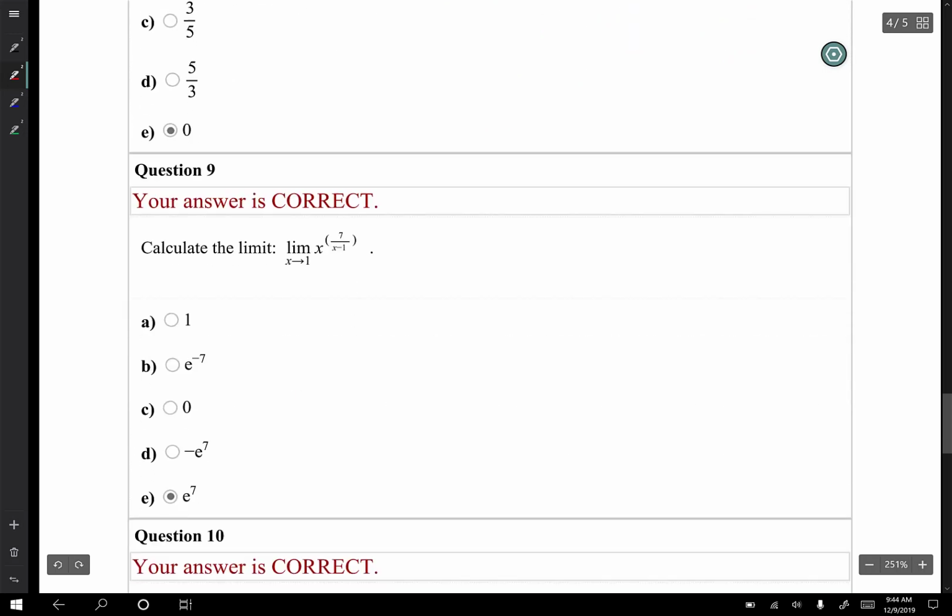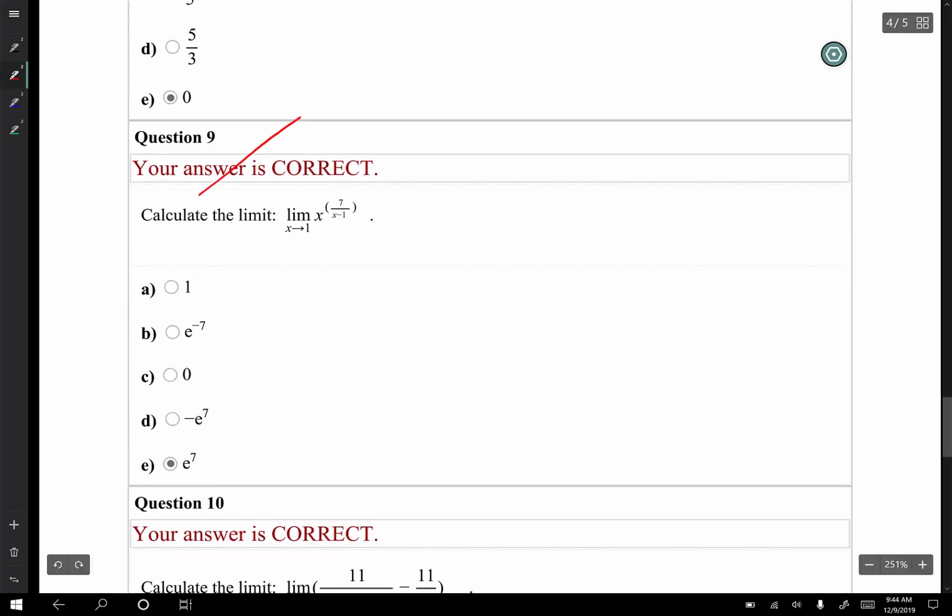All right, on this one you have to be smart, or it's a little tricky. So check it out, guys. You can't bring this down. Well, first of all, can you use L'Hopital's rule? If I plug in a 1, you get 1 to the power 7 over 1 minus 1, which is 0. So you get 1 to the power infinity, and that is an indeterminate form.